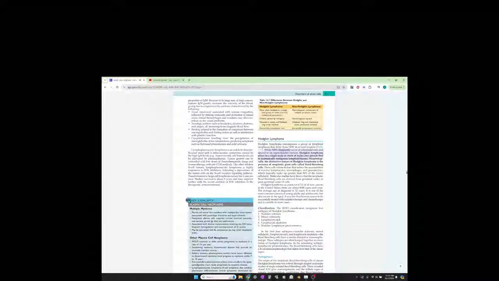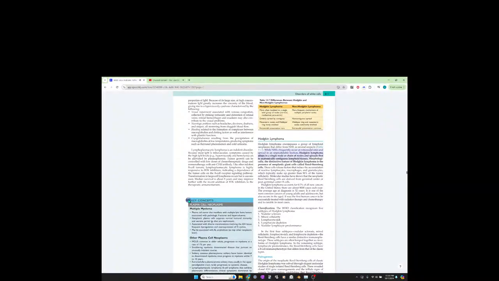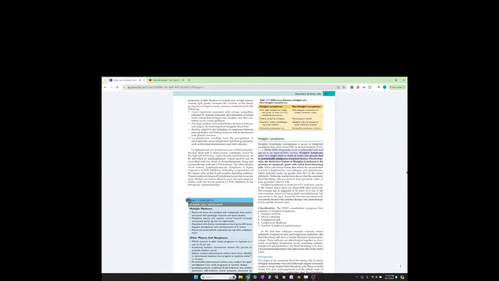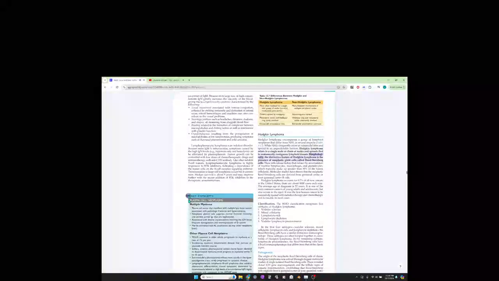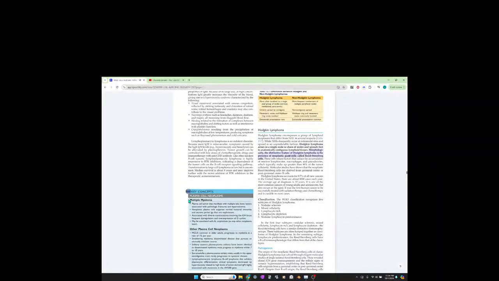Hodgkin lymphoma encompasses a group of lymphoid neoplasms that differ from NHL in several respects. While NHLs frequently occur at extranodal sites and spread in an unpredictable fashion, Hodgkin lymphoma arises in a single node or chain of nodes and spreads first to anatomically contiguous lymphoid tissues. Morphologically, the distinctive feature of Hodgkin lymphoma is the presence of neoplastic giant cells called Reed-Sternberg cells.